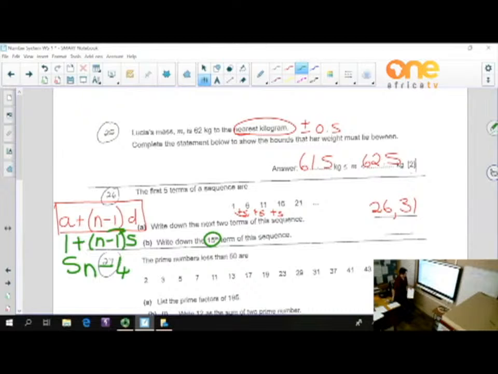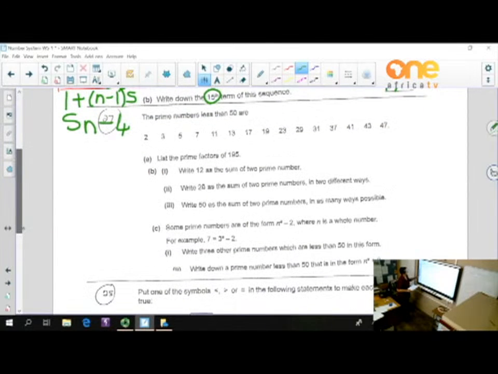So we can just do that on the calculator. So it is then 5 times 15 minus 4, which is equal to 71. So the answer there is 71. Question 27. The prime numbers less than 50 are.